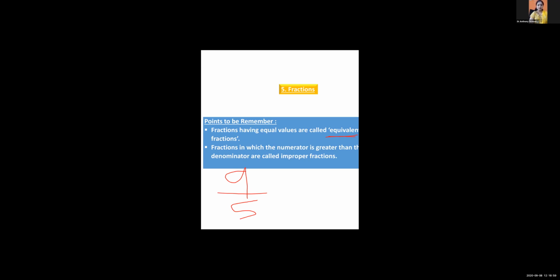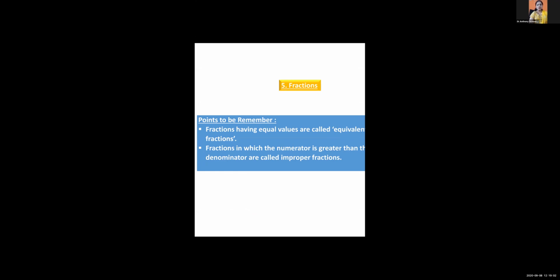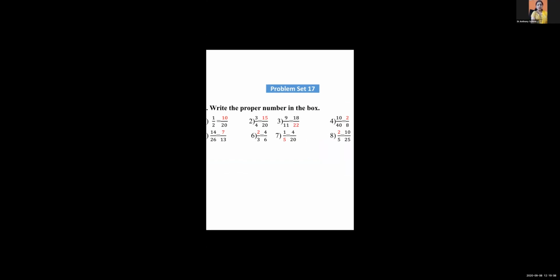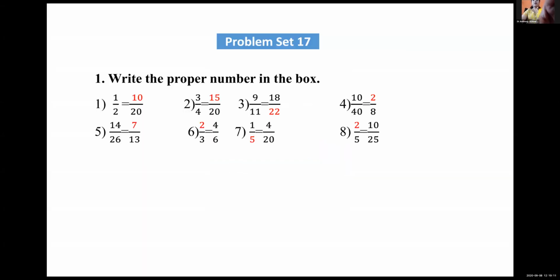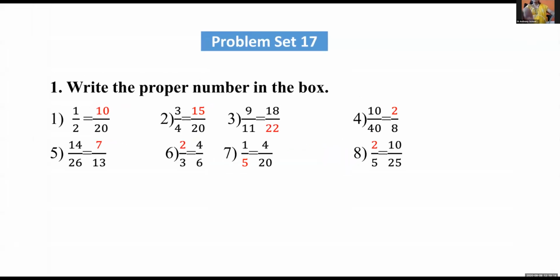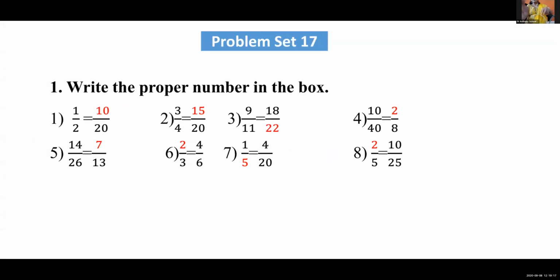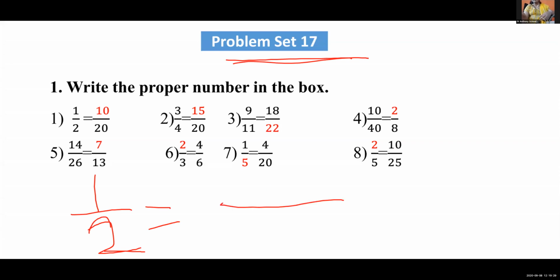Okay. So we'll see the problem set. Problem set 17. Write the proper number in the box. We are seeing the first example. 1 upon 2 equals to, here an empty box is there and downside 20 is there. Now see, numerator here 1 is there, here an empty box is there. We have to find out the proper number in this box.